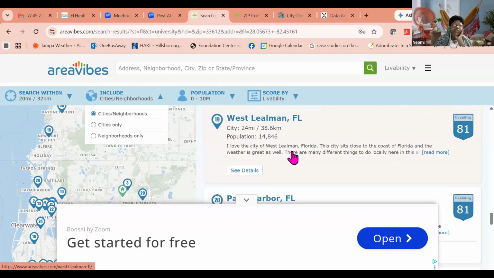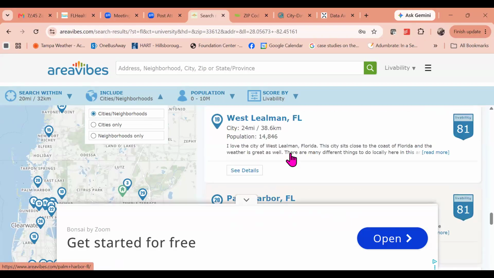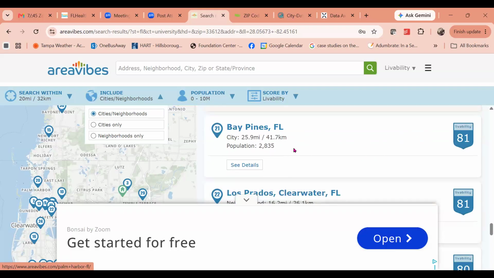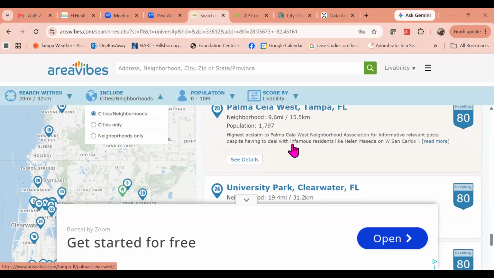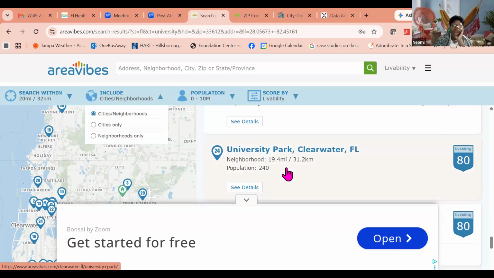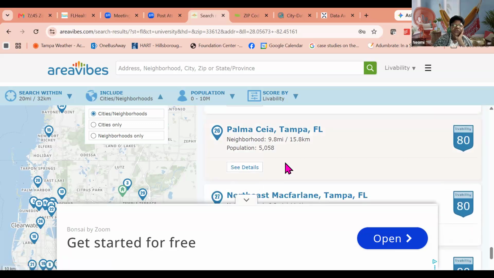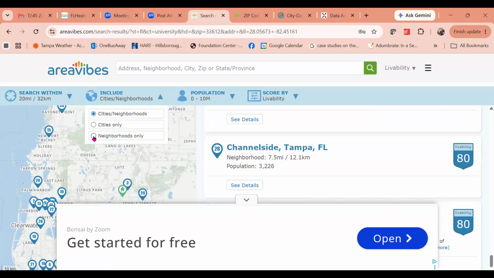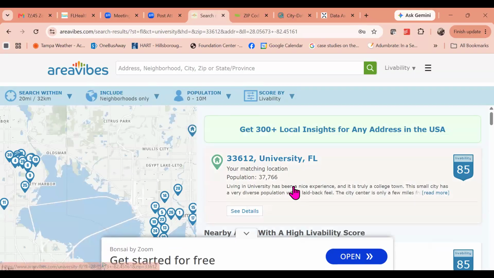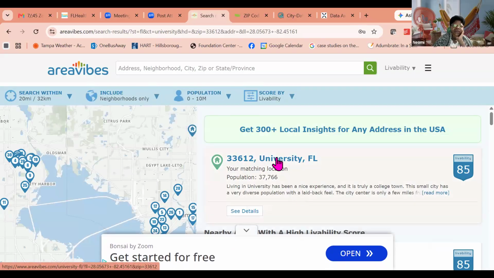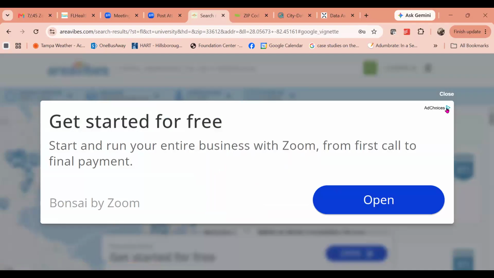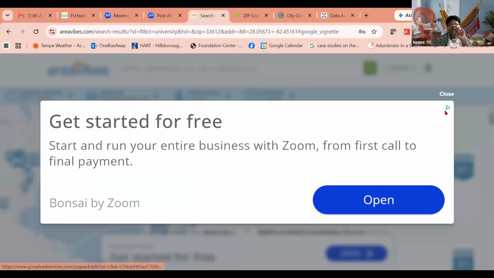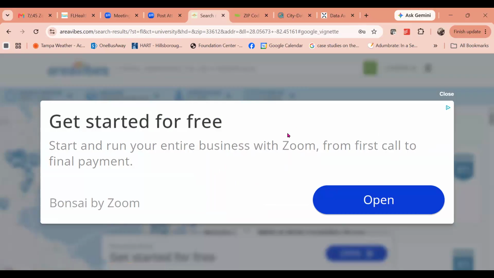Temple Terrace. Let me click this. Neighborhood. Okay, University area. Let's click that. Well, not quite. Why is this rental property popping up? This thing should not be popping up.